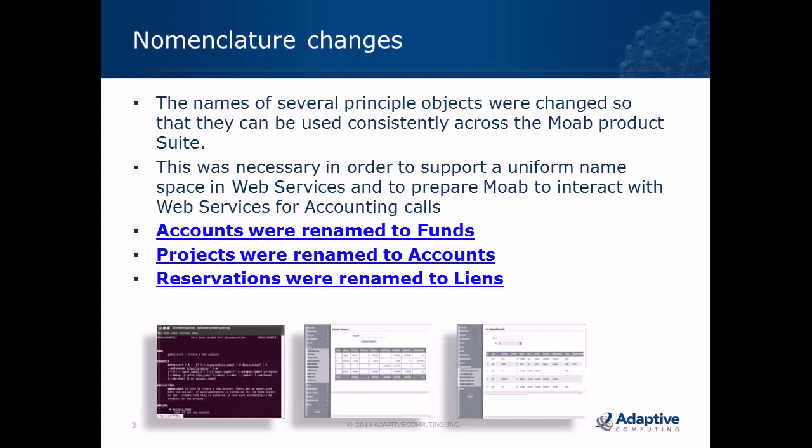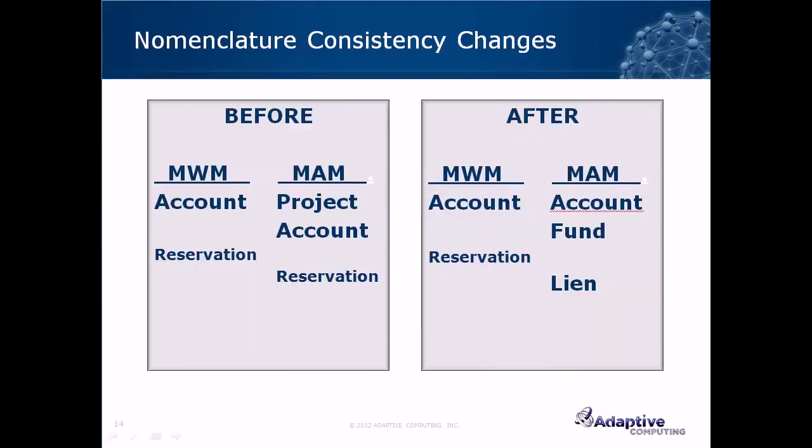some of the principal objects were changed. You may have noticed in the product that Gold and Moab were created separately, and then they were married later on, but we still had some differences in the names. For example, in Moab you had the word account, but in Gold and MAM it was project, and that was always a stumbling block for us when discussing what we were talking about. And then MAM had the idea of the account, which is the pool of funds or credits, and that was different from what Moab had. And then they both had the concept of reservations, but they were different: there was the accounting reservation versus the job reservation.